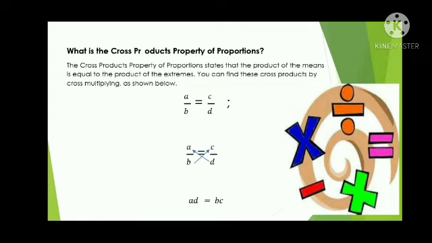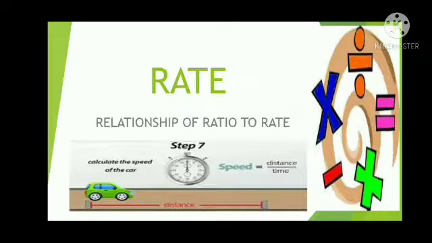So we can now apply our cross product by multiplying A times D, or D times A, and multiplying B times C, or C times B. So the cross product will result in A times D is equal to B times C. Therefore, we can solve for the unknown. Yan yung ginamit nating property, the cross product property, to solve our previous example in our previous lesson about proportion. So let us now proceed to the relationship of ratio to rate.